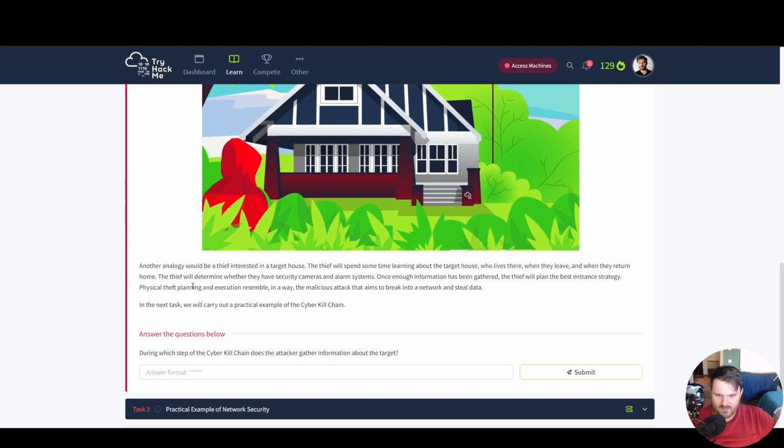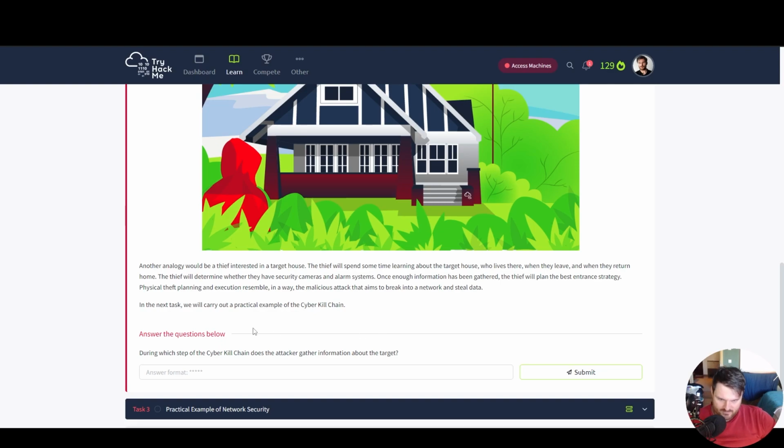The thief will determine whether they have security cameras and alarm systems. Once enough information has been gathered, the thief will plan the best entry strategy. Physical theft planning and execution resemble, in a way, the malicious attacks that aim to break into a network and steal data. In the next task, we will carry out a practical example of the kill chain.